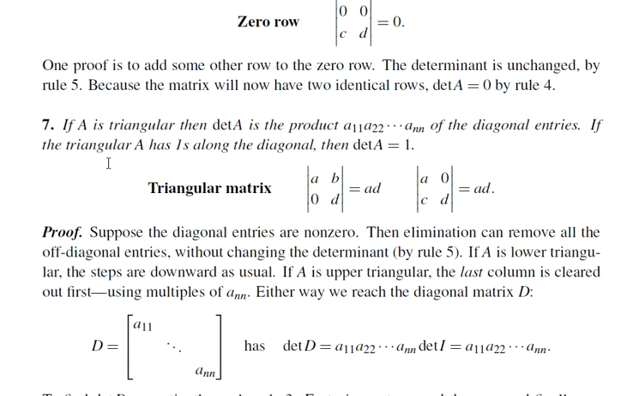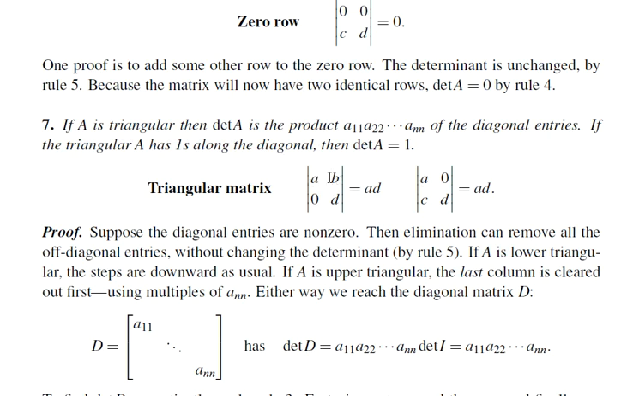The next property is if A is triangular, then the determinant is the product of the diagonal entries A11, A22 and so on. If the triangular A has ones along the diagonal, then determinant A is equal to 1. Such a matrix is referred to as a triangular matrix, because it makes a triangle.